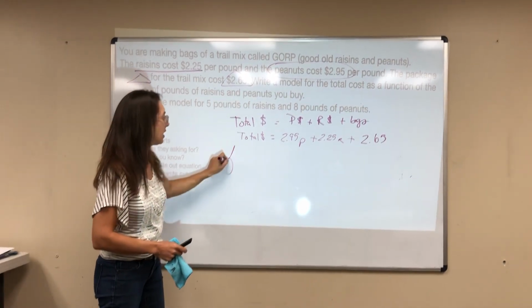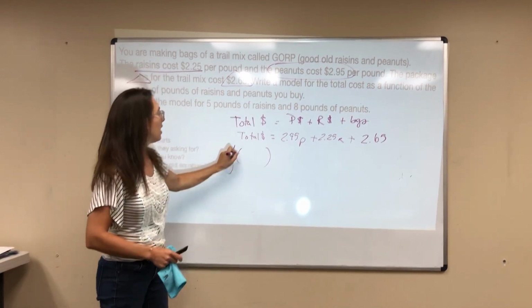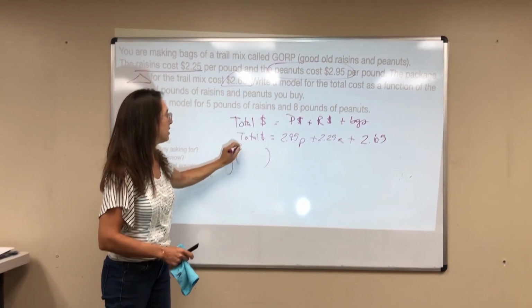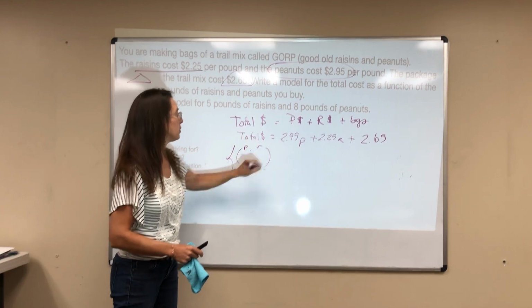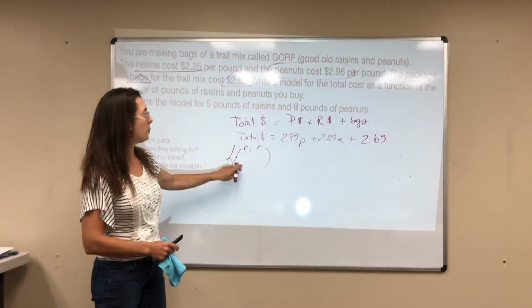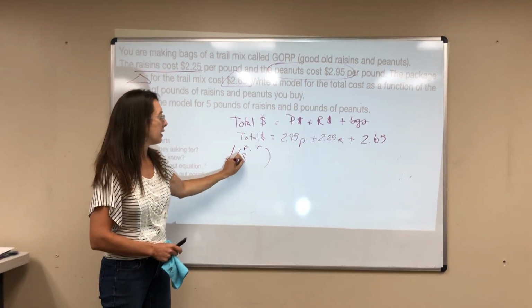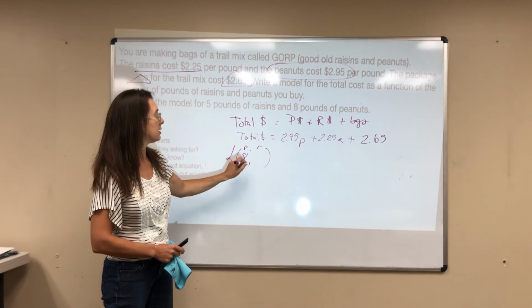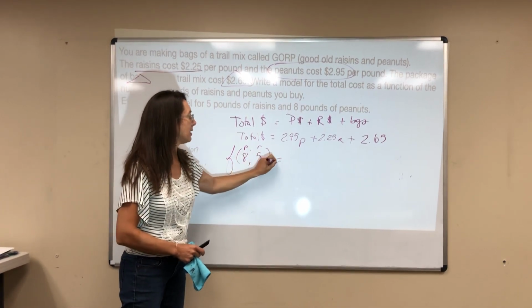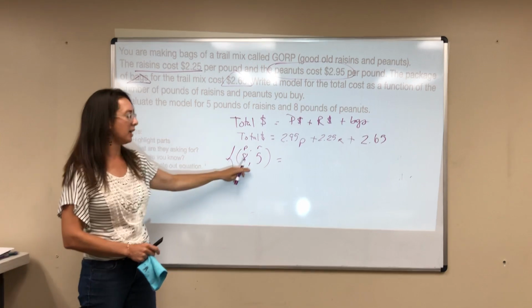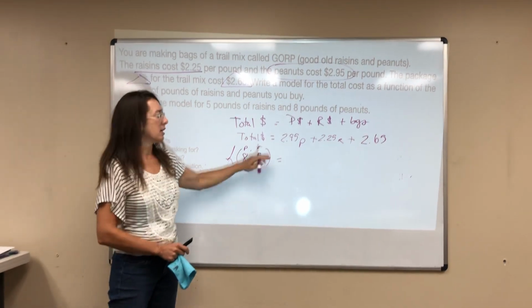So I could say my function of, if we were doing, let's do PR, we'll do it in alphabetical order. So peanuts would be what? Peanuts is 8, Raisins is? 5. So I would rewrite it like this. A function of 8 comma 5 does what?